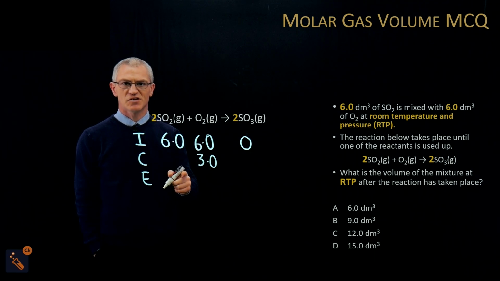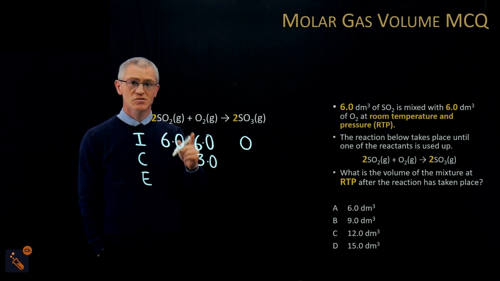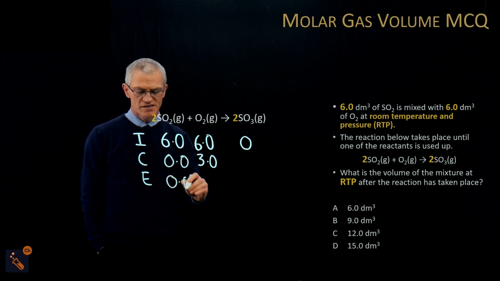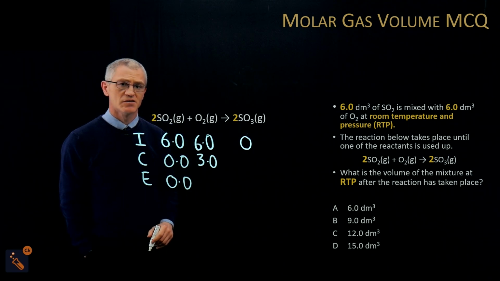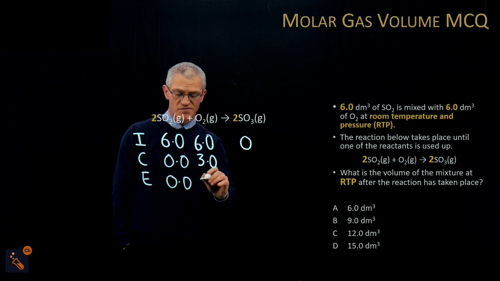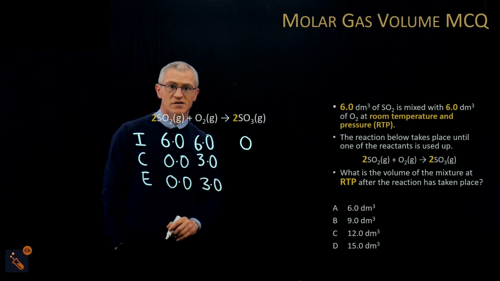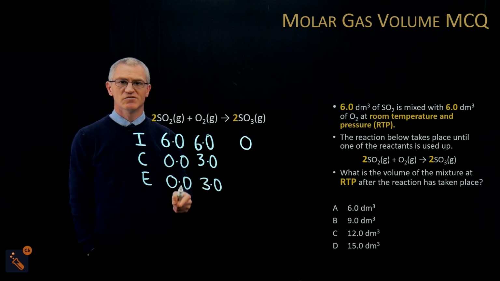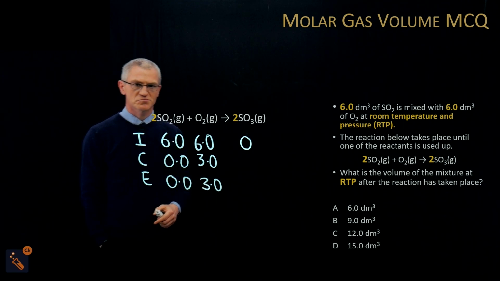Okay, so we've used up 3. Now, when it comes to the SO2, if we've used up 3 of the oxygen, we've used up all of the SO2. So that means at the end, that is 0. And that also means that I've used up 3, so I have 3 remaining. So I have 3 decimeters remaining of the oxygen, and 0 decimeters remaining of the SO2.